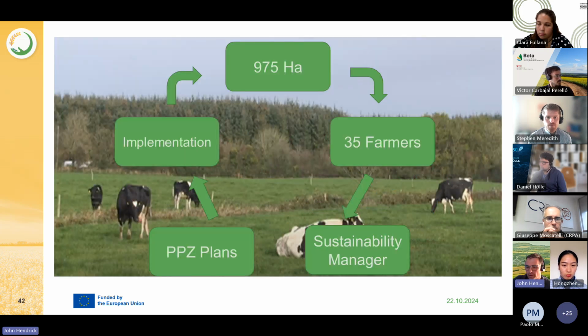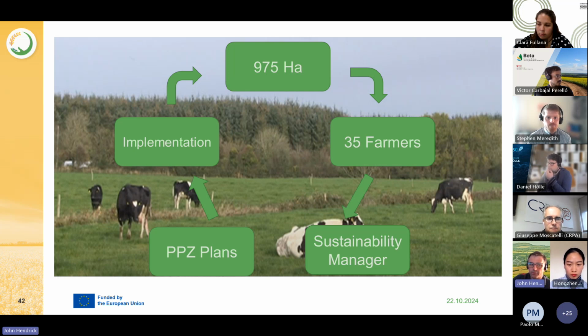With regard to the farmers themselves, within that catchment area there's 975 hectares, 35 farmers, 4 dairy farmers, 8 arable farmers, and the balance of 23 were dry livestock farmers. They all received advice and support from a sustainability manager, who drafted plans which identified in a traffic light system of red, amber, and green the risks for water quality being damaged from the land or the farmers and their actions.